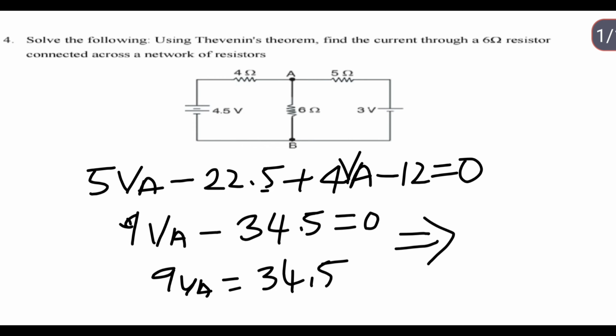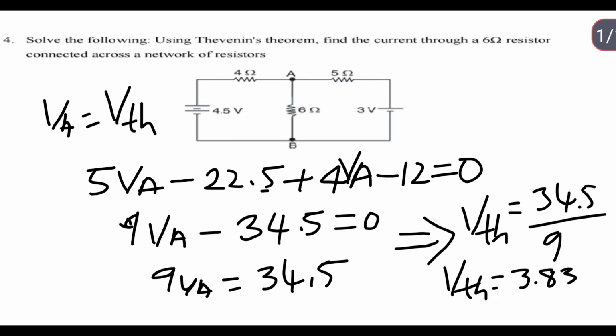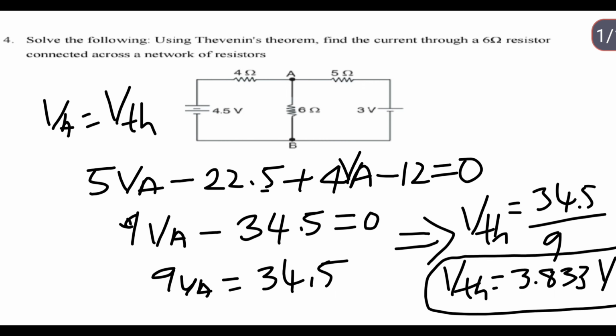So VA we can take as VTH. VTH is equal to 34.5 divided by 9, which gives 3.833 volts. So the voltage we have calculated.